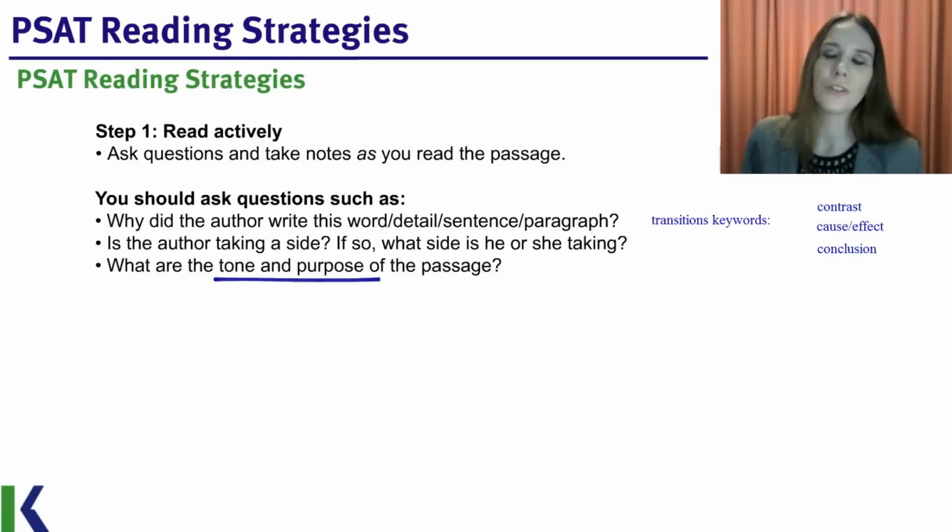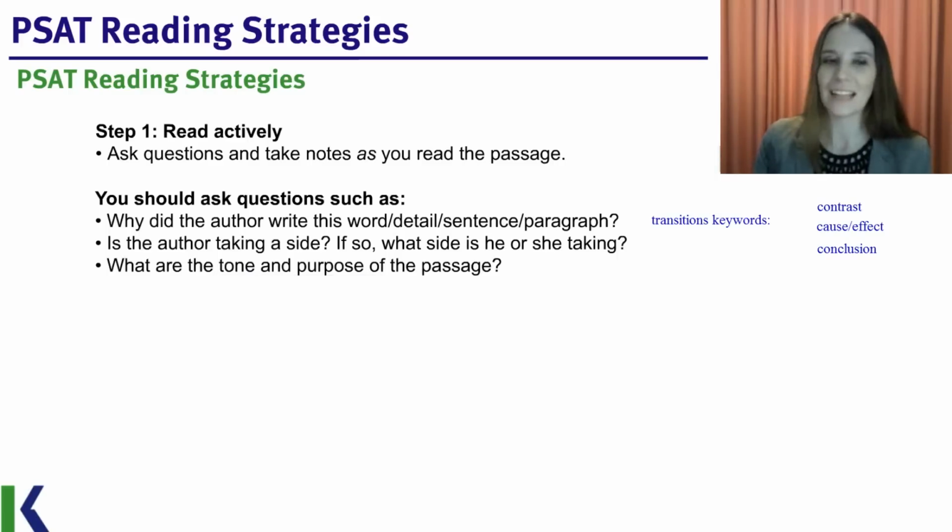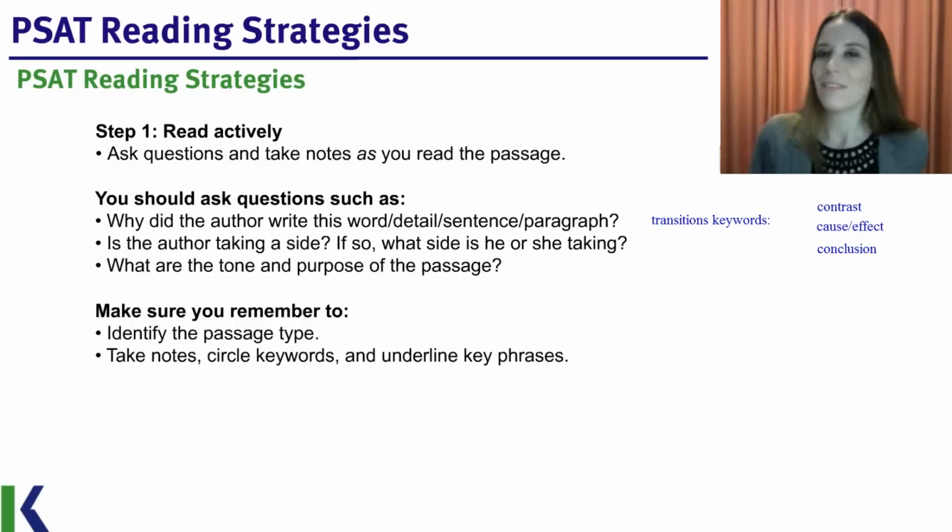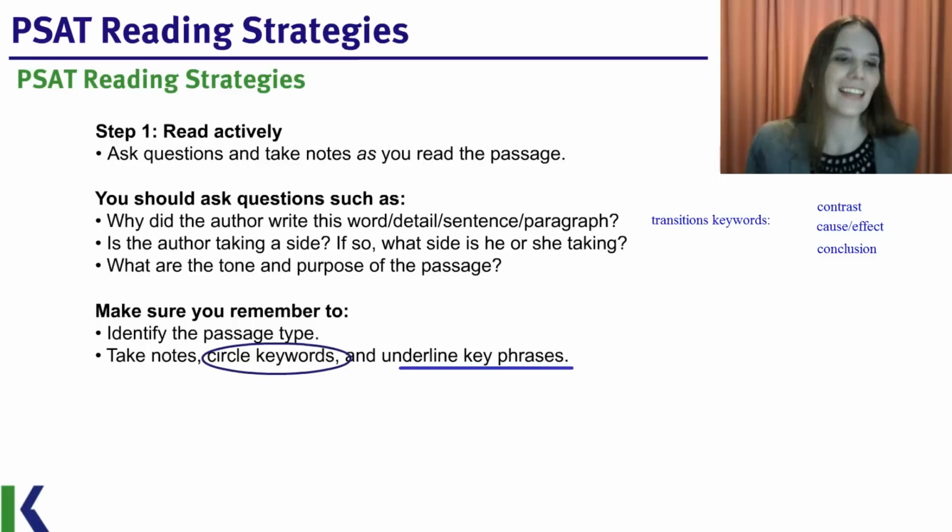So if we know why the author is writing, and if we know if they're taking a side, whether they're arguing for something, supporting something, or arguing against something, we in fact know the tone and purpose of that passage, and we'll be able to answer all the questions that ask about tone and purpose, which there are numerous questions that do that. So we're identifying the passage type, and then we're going to grab our pencils, get that number 2, and take some notes. We're going to circle keywords. We're going to underline key phrases. We're going to talk about what makes a key phrase versus what makes just a detail phrase. And then we're going to annotate that in the text with our pencils by taking some notes.